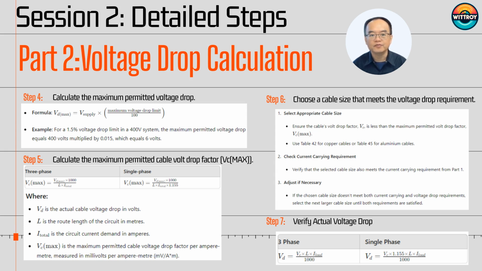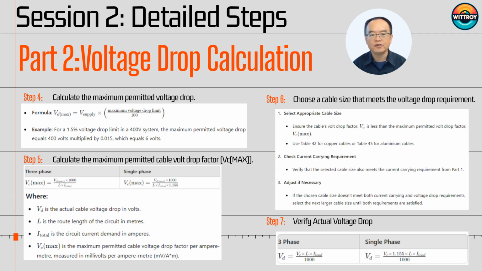Step 6. Choose cable size based on voltage drop requirement. Use Table 42 for copper or Table 45 for aluminium to choose the cable size so that its volt drop factor VC is less than the maximum permitted volt drop factor VC max to meet the voltage drop requirement. This cable size must also meet the current carrying requirement determined in Part 1. This means the cable size must be equal to or greater than the cable size calculated in Part 1. If the chosen cable size doesn't meet both the current carrying and voltage drop requirements, then choose one size bigger until both requirements are satisfied.